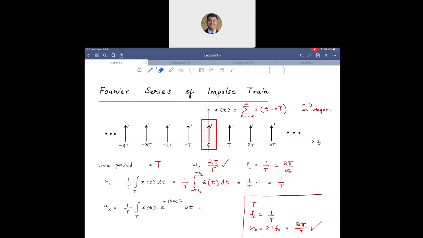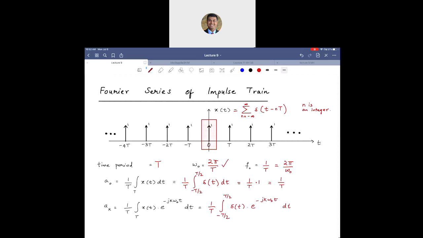All right, let me erase this off. Let's go to the general case. Now I need to find the Fourier series coefficients a sub k, the general case. Let us do that. 1 over T, negative T over 2 to T over 2. What is x of t? Delta of t. e to the minus j k omega naught t remains as is, dt remains as is.